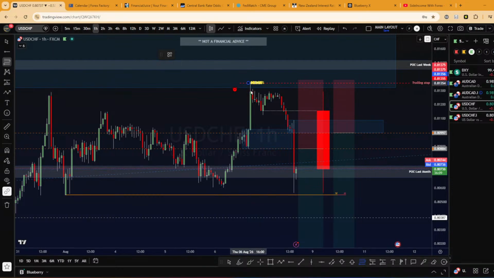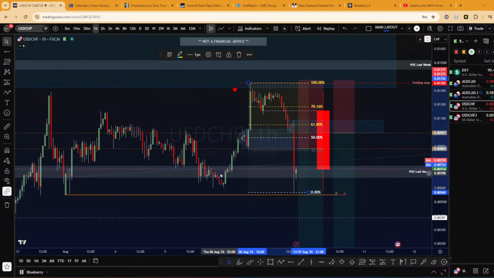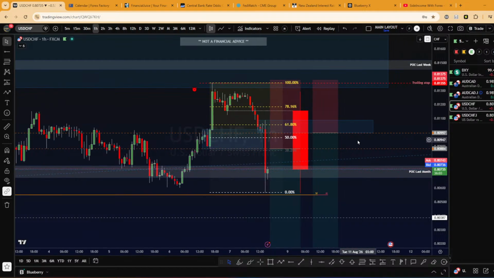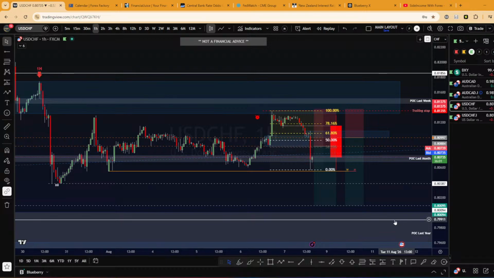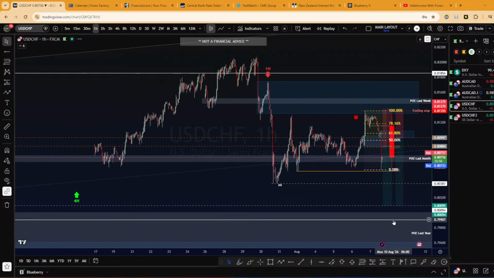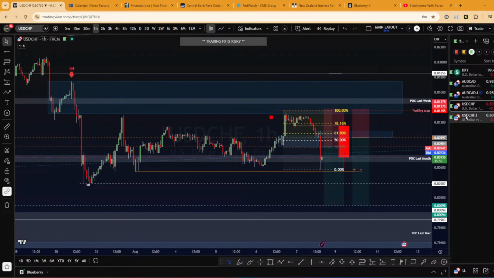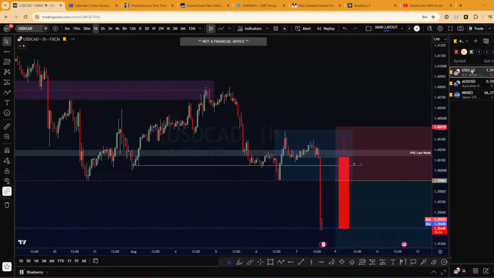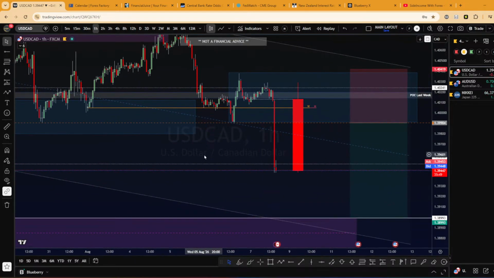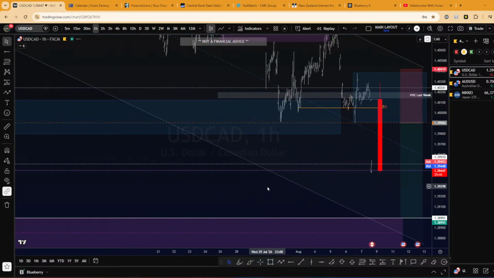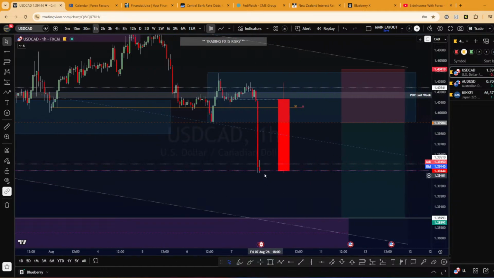So if I measure this, 50% is somewhere here. So let's see. Okay. Yeah, USD CAD, it seems like we are going to drop even further without retracing. We close fully bullish on this 1 hour candle, so I don't expect too much price to retrace here first before dropping.